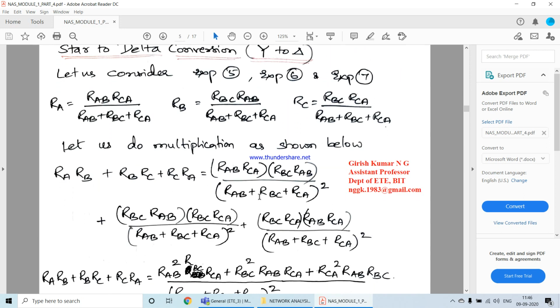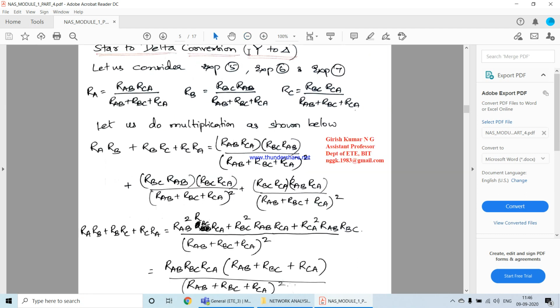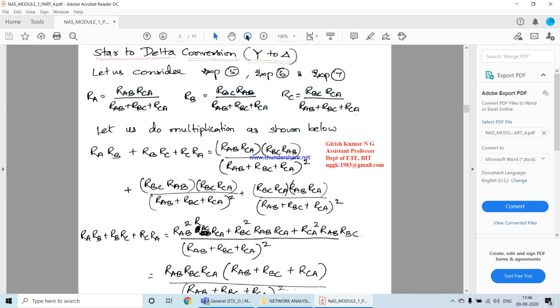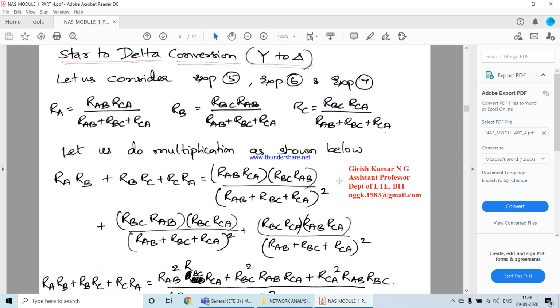The next step is how to convert star to delta. Earlier we did delta to star. Now we need to convert star to delta. When I am converting from star to delta, the given network will be in star format where RA, RB and RC are known. Now your job is to find out RAB, RBC and RCA. You need to find an expression for RAB, RBC and RCA.